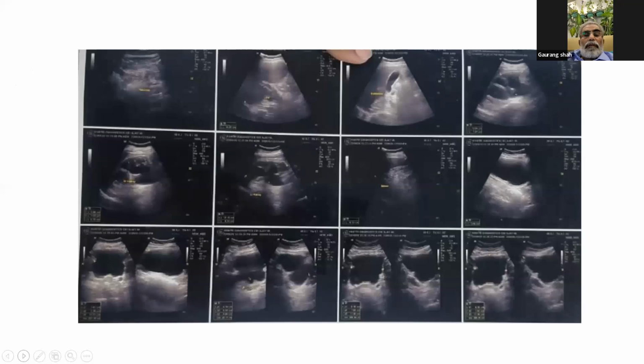Shashwat, sonography was done. The pictures are shown. Can you read this sonography? Yes, sir.